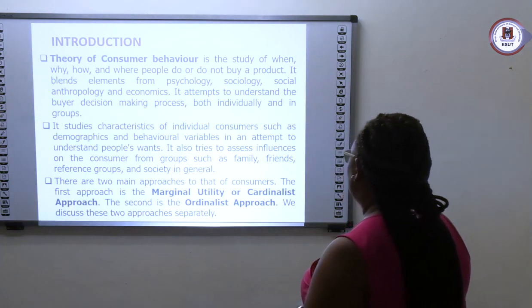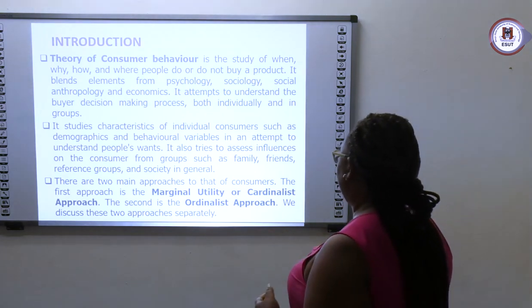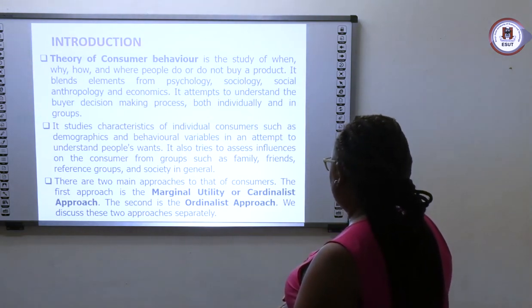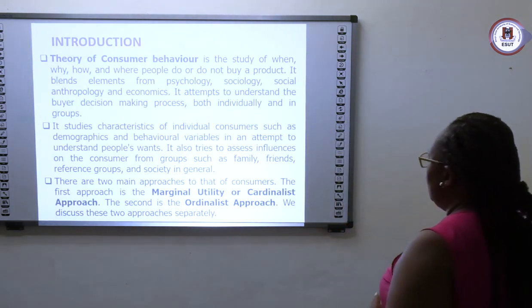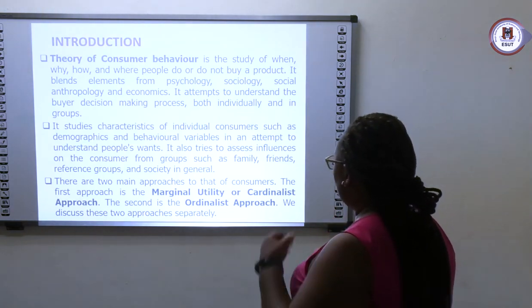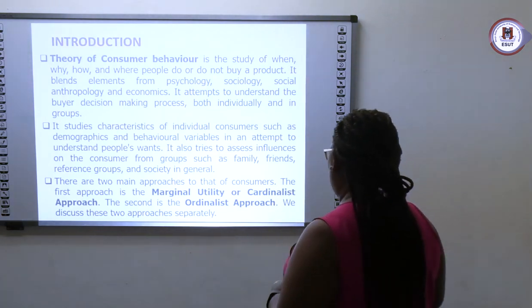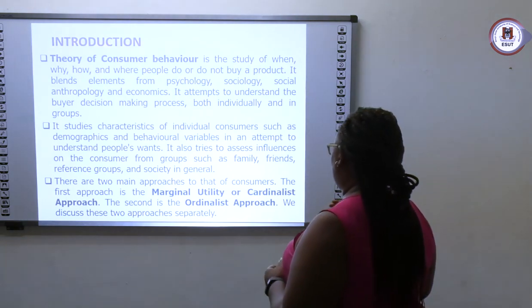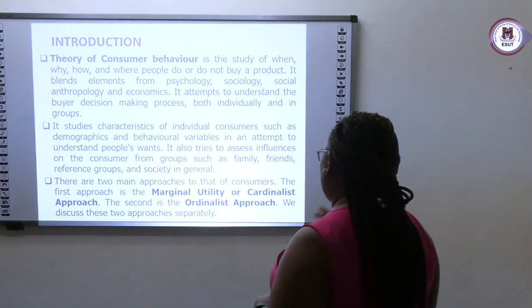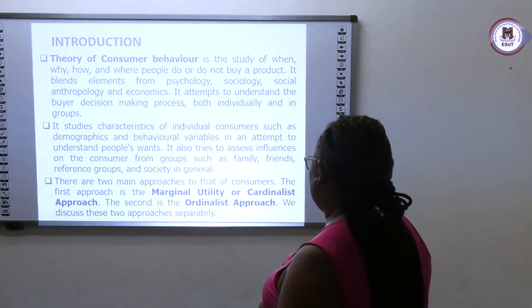So we'll look at the characteristics of individual consumers, such as the demographical and behavioral variables, in an attempt to understand what people want. It's trying to assess the influence on consumers from groups such as families, which we've already explained. Now we'll look at the approaches of how the consumer looks at utility. We want to look at the two approaches to consumers. We'll have the marginal utility or cardinal approach, or the ordinal approach. All these approaches show how consumers view utility.